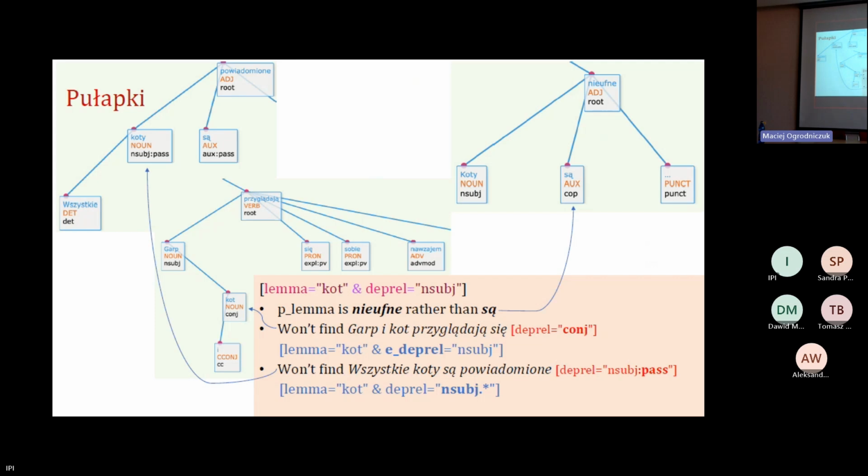It also won't find "wszystkie koty są powiadomione". And why is that? Because in UD, at least in some languages, you make a difference between the subject of the active verb and the subject of the passive verb, which might be useful for semantics maybe, but not here. You have to use some regular expression addition to that, so that would find all nominal subjects, not just those that are active subjects.